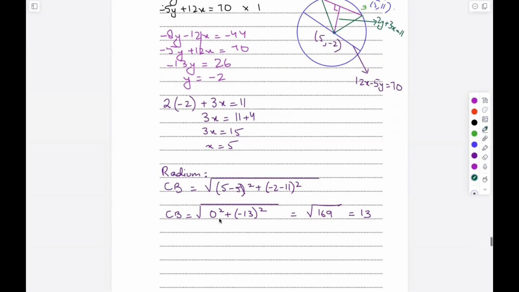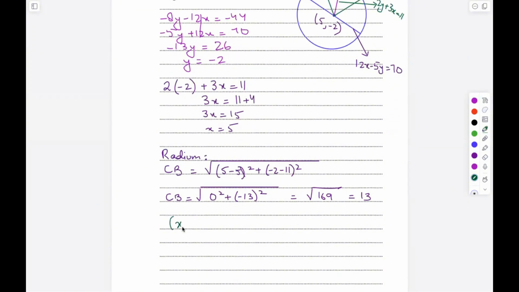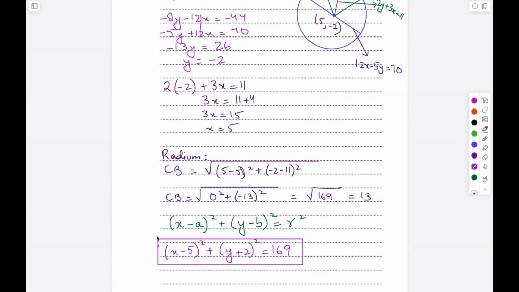Once we have the radius, we can write the final equation. The general form for the equation of a circle is (x - a) whole squared plus (y - b) whole squared equals r squared, where a and b are the coordinates of the center. So we can write this as (x - 5) whole squared plus, as b, the y coordinate for the center, is -2, this will become (y + 2) whole squared. And the radius is 13, so 13 squared will become 169. So the final equation of the circle will be (x - 5)^2 + (y + 2)^2 = 169.